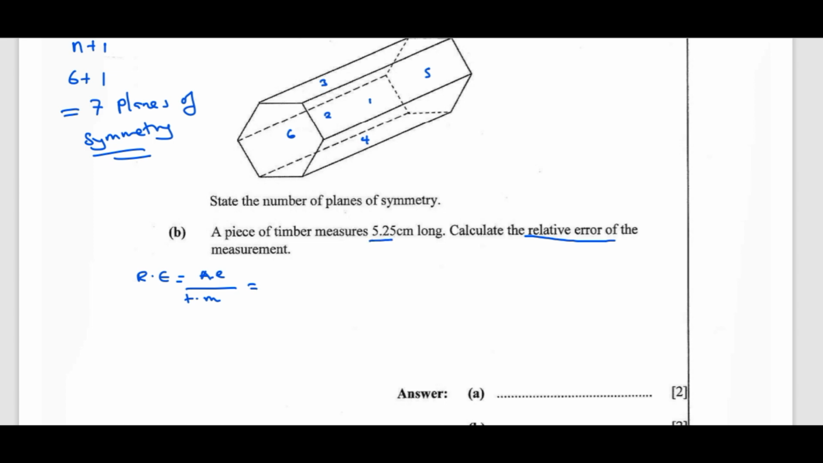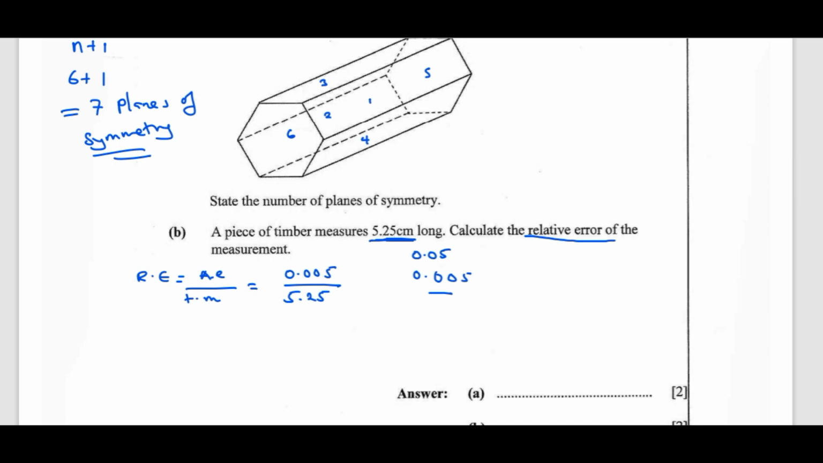Because we have 5.25, if it had one decimal place, it could have been 0.05. Now because there are two decimal places here, we're going to have 0.005. So this is the absolute error, and then this is the measure, the timber measure. So we are saying 0.005 over the measurement that we've been given, which is 5.25.